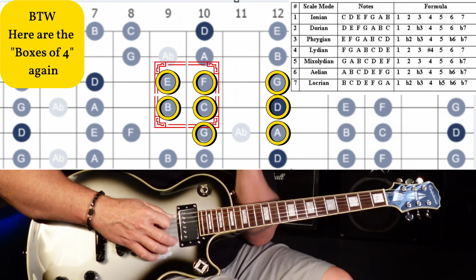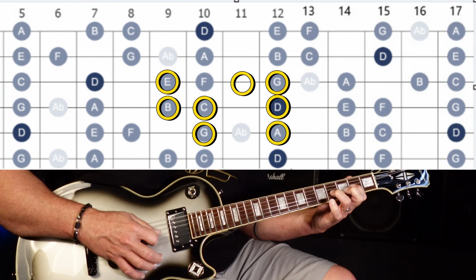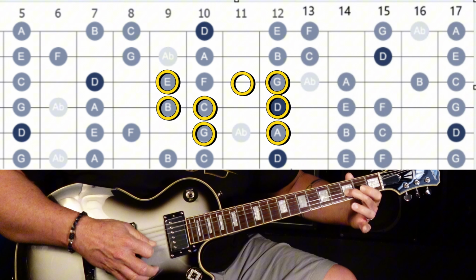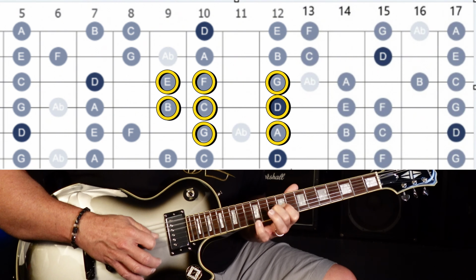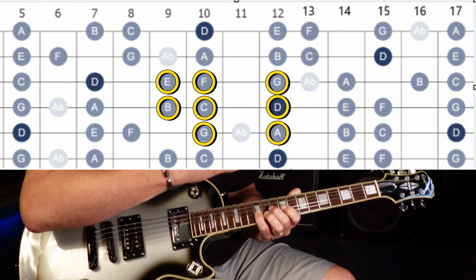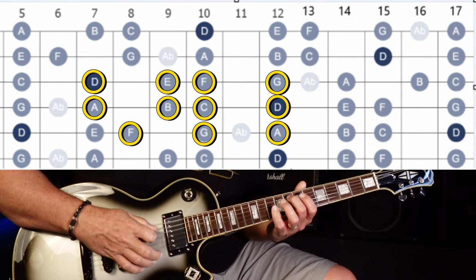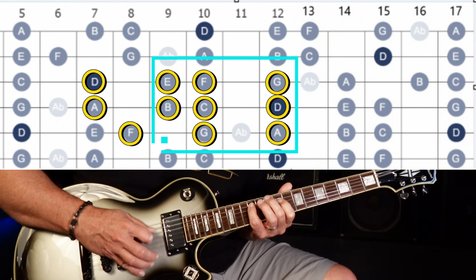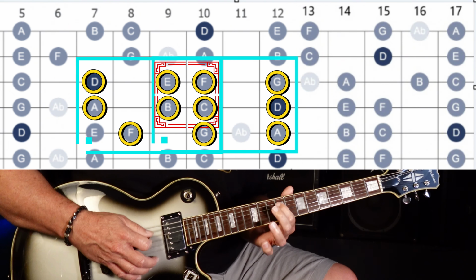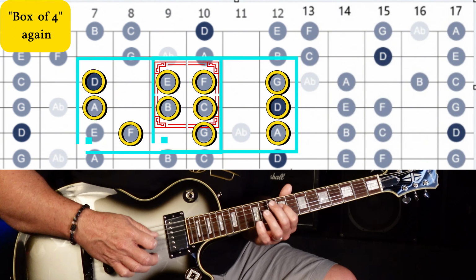G Mixolydian is exactly like C Ionian, but with a flattened seventh. Now, if we pay attention to the map, let's just connect these two scales together. The F Lydian and the G Mixolydian. You see this? The infamous box of 4. Here it is right here.